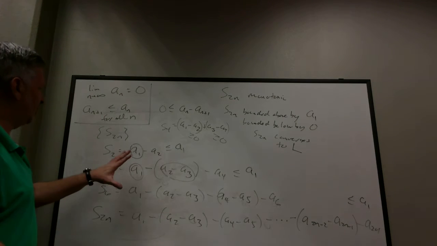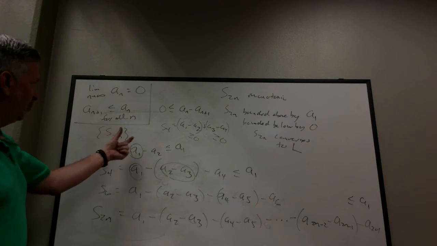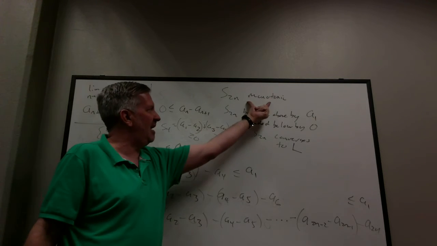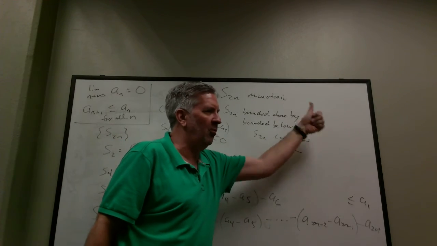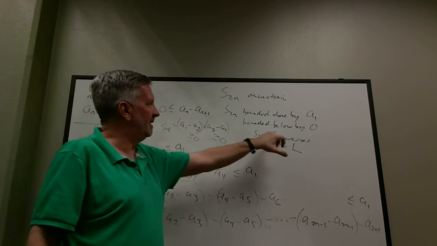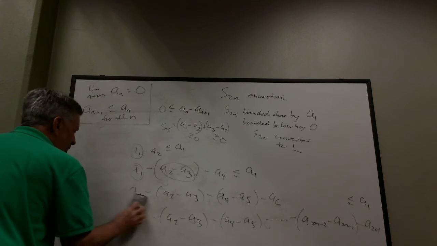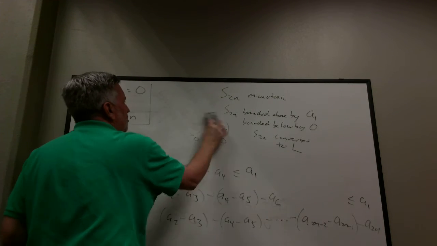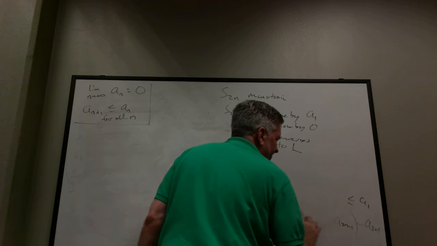So all this work, the two ways of writing it: the grouping that I did in the first place was to get monotonic. This grouping was used to show that we're bounded above by A1, and again, the first grouping we did explains that we're bounded below by 0. Okay? So all that work was to show that S2n converges to some number L. That's what all that was for.